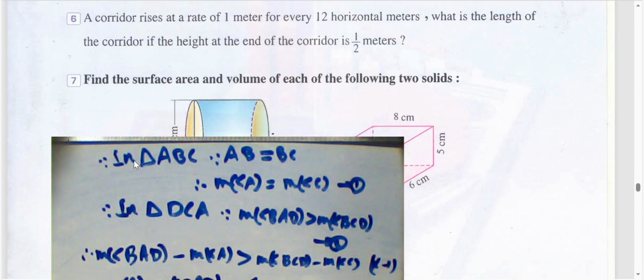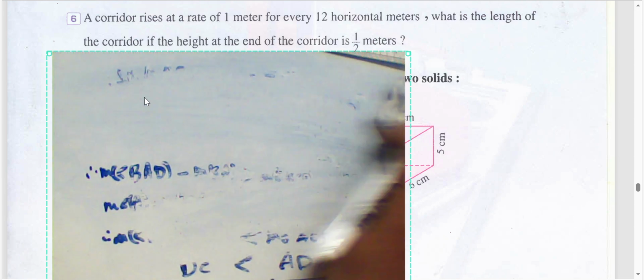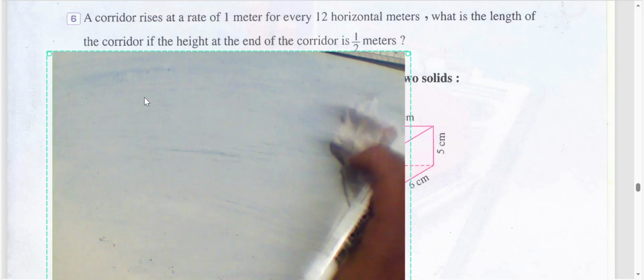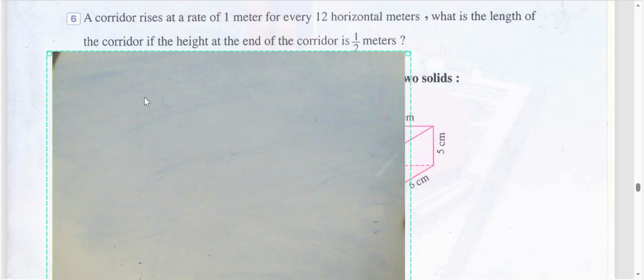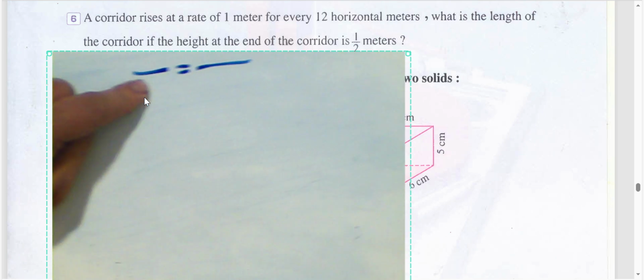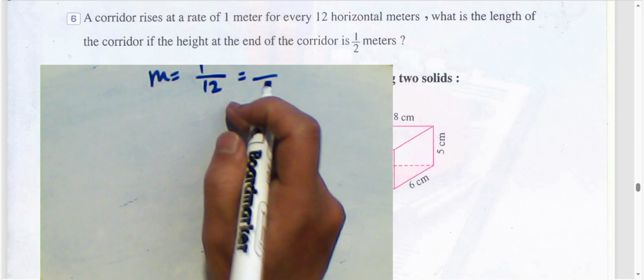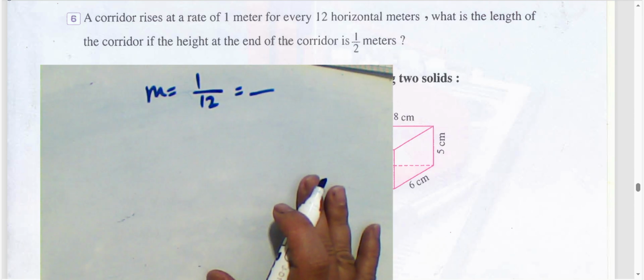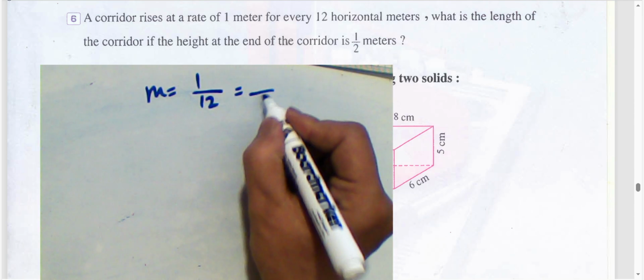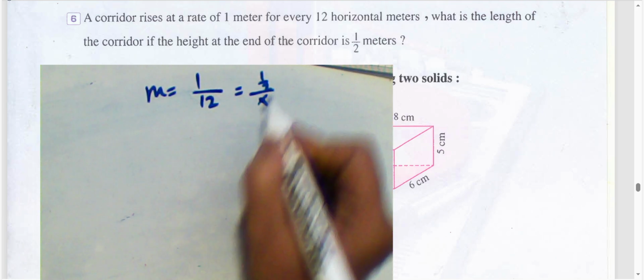Next question, we have a corridor that rises at a rate of 1 meter for every 12 horizontal meters. We can solve the example by slope. We have vertical and horizontal. We know the slope is 1 over 12, vertical over horizontal. What is the length of the corridor along the horizontal if the height was half a meter?